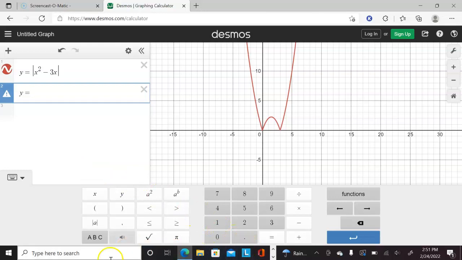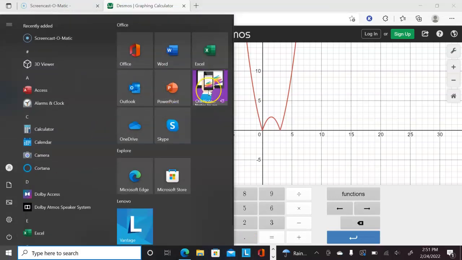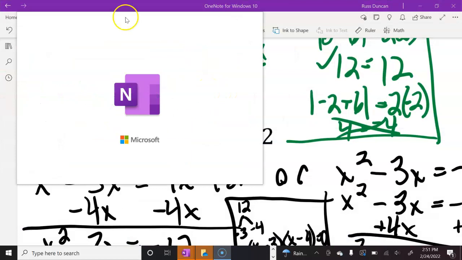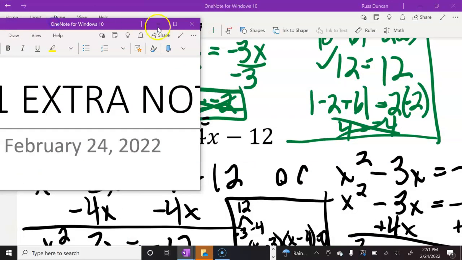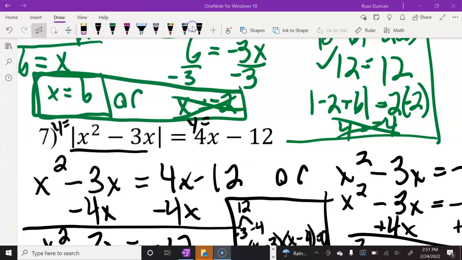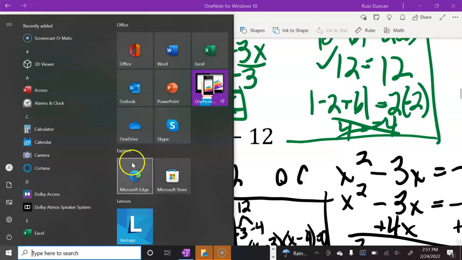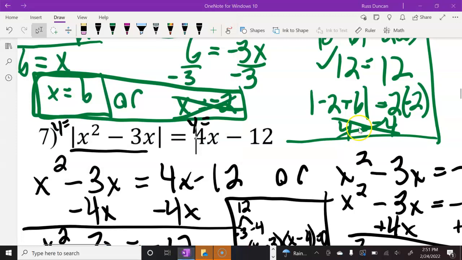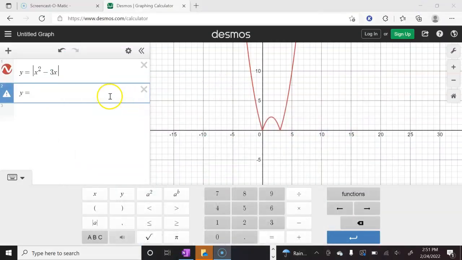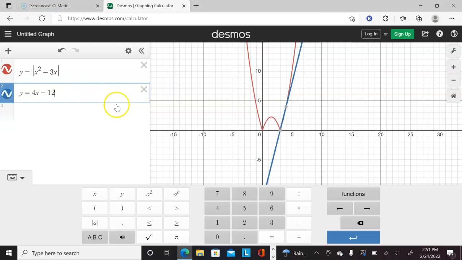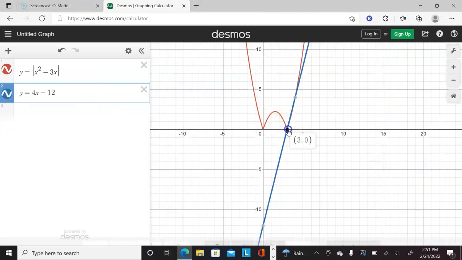Okay? The other equation, if I can remember, is 4x minus 12. I did it again, y'all. Okay. Mr. Duncan, come on. 4x minus 12. So let's graph that. All right, so here are my two solutions, 3 and 4. So negative 4 is an extraneous solution.